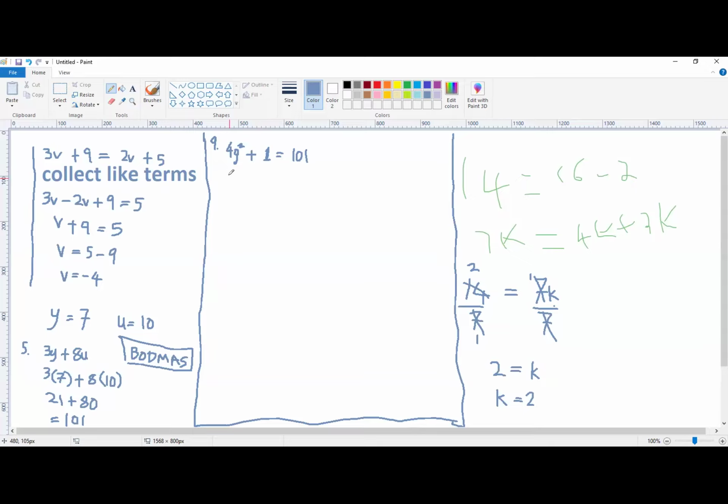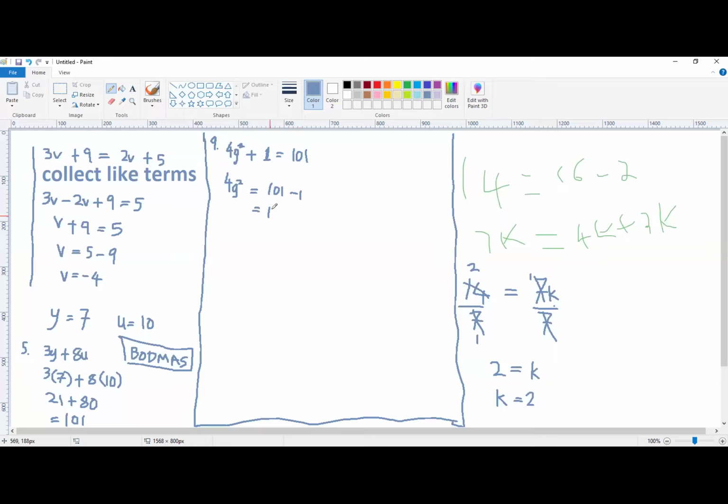Okay. So again, like I said, we're collecting like terms, but this time the plus one is going over to the other side to become minus one. So 4g squared will still be on the left hand side. So this is what we're going to be left with: 4g squared. Of course, when you subtract one from both sides, like I said, one will no longer be on the left hand side. So you just put your equals to, and you have 101 minus 1. That's going to give us 100.